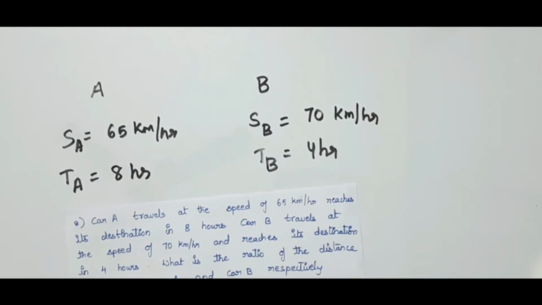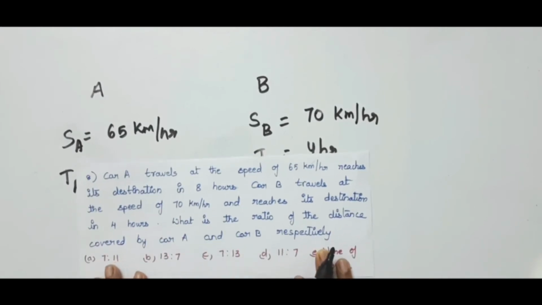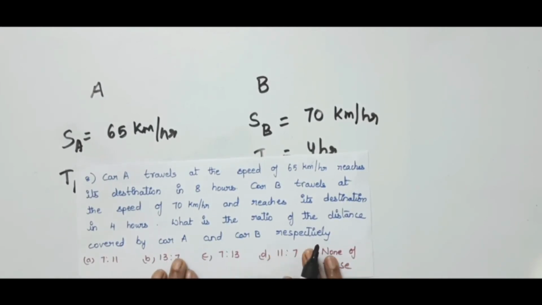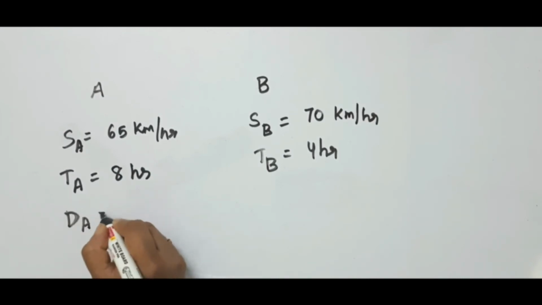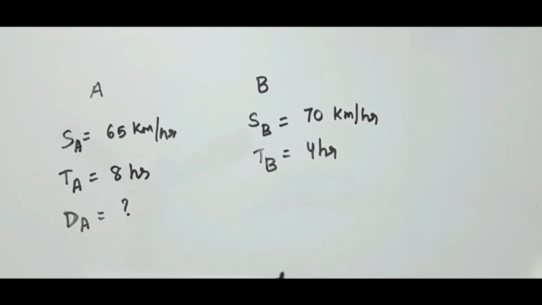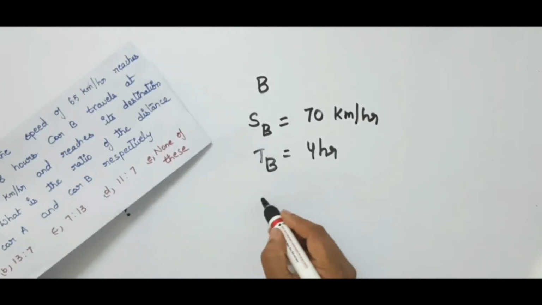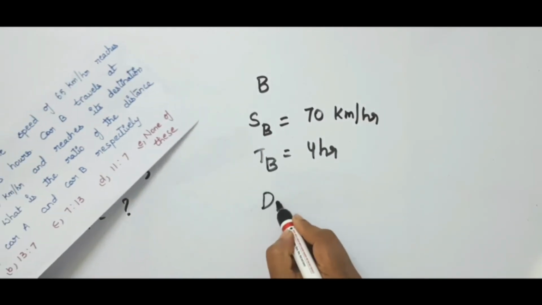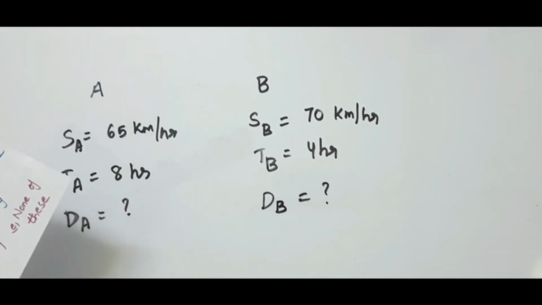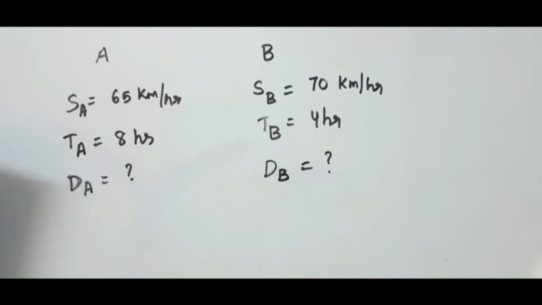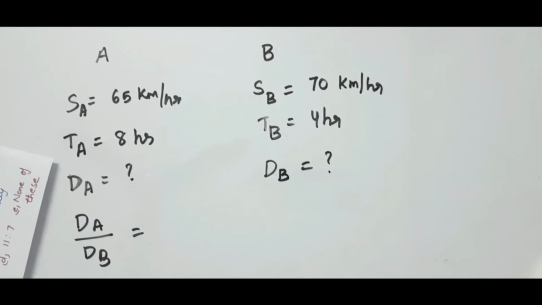Now what he has to find? He has to find the ratio of distance covered by car A and car B respectively. So he has to find car A distance and car B distance. Okay, these two distances we have to find, and we have to find the ratio. Ratio is nothing but distance of car A is to distance covered by car B. This ratio he has to find, is it not?